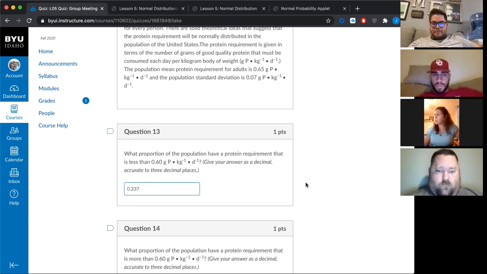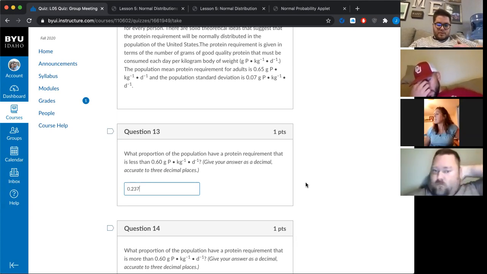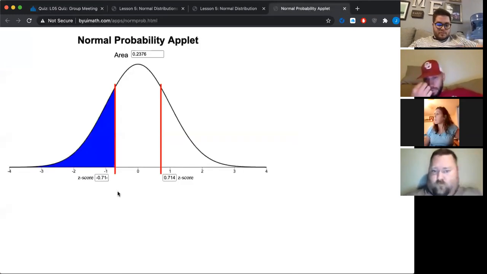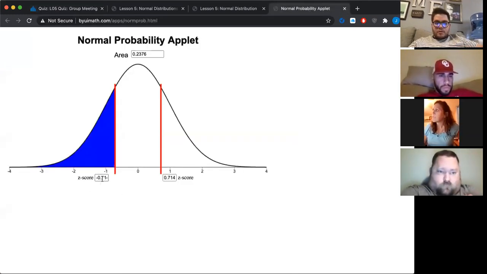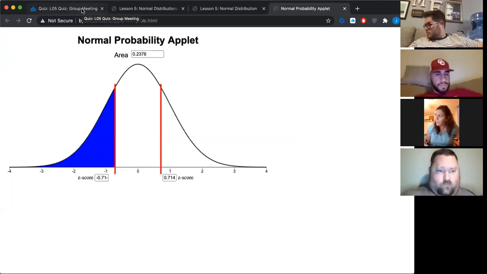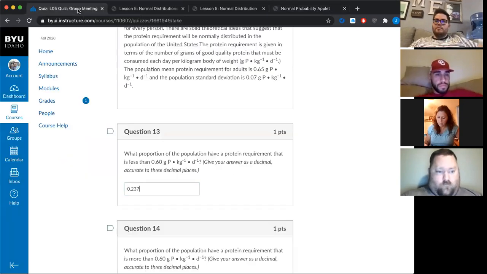Okay, what did you get for the z-score? I got -0.714. Because I did the 0.6 minus 0.65. Okay, that's what I got. So then you put the z-score in there, right? Yes. Oh, there we go. So you got 0.2376. Yeah, is that what you got? Yeah. Okay, cool. But we'll just use 3, so we'll do 0.237.